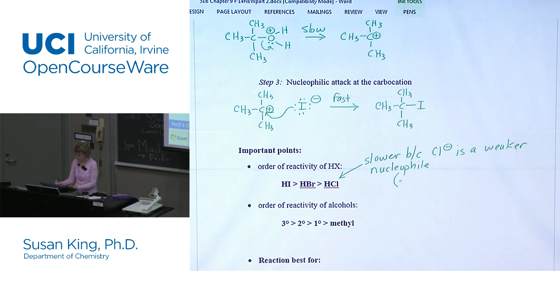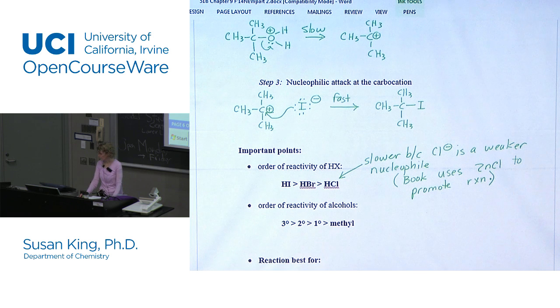And it's so weak, in fact, that your textbook uses zinc chloride to promote the reaction. In other words, HCl on its own isn't good enough, so they take HCl and react it with zinc chloride. I'm not going to have you worry about the zinc chloride. I think we're just going to pretty much stick to HI and HBr, and then we can avoid the whole zinc chloride issue altogether. Okay, so that's how I usually handle it. Questions on that point? Anybody?